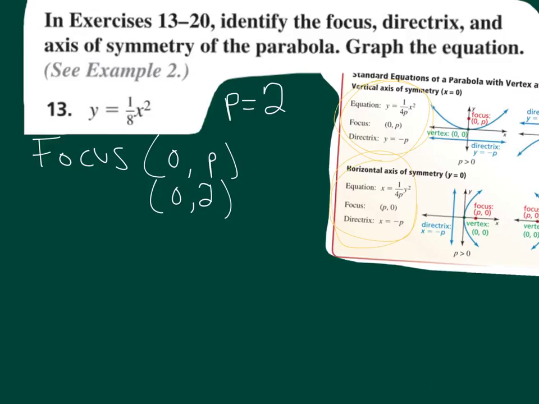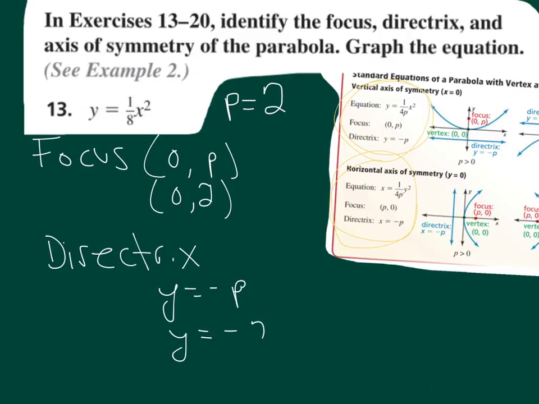So now I want to go ahead and find my directrix. Well, if you remember what we looked at previously, up on the right there, the directrix is y equals negative p. So what that means is y equals negative 2. All I did was take this value of p and plug it in here. So now I have the two things that I'm looking for, my focus and my directrix, and then I want to find my axis of symmetry.